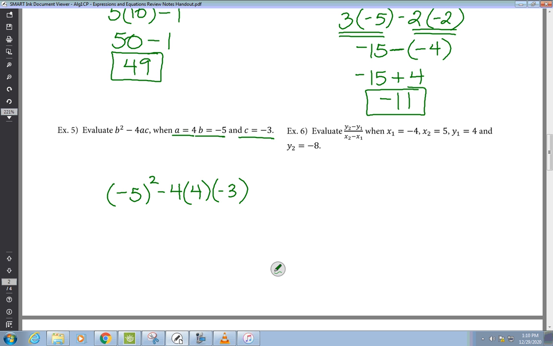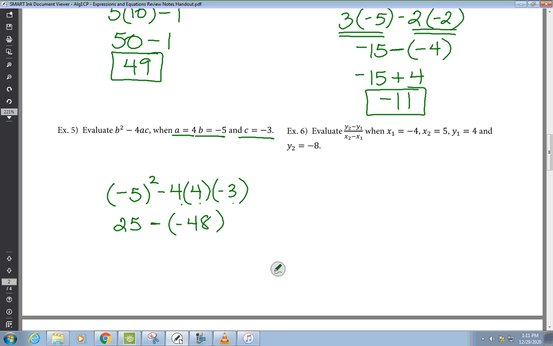So, negative 5 squared gives you positive 25 minus 4 times 4 times negative 3. 4 times 4 is 16. 16 times negative 3 is negative 48. That's 25 minus negative 48.